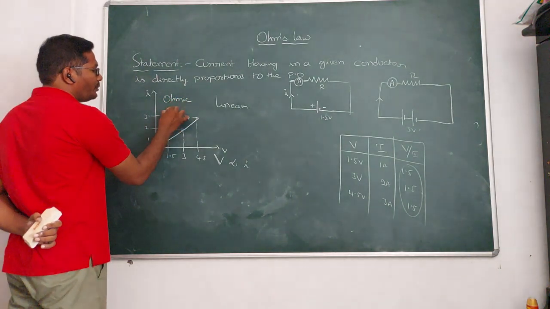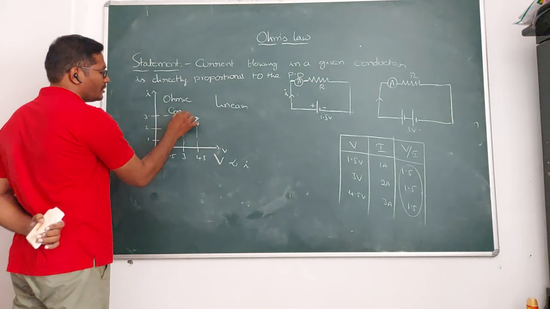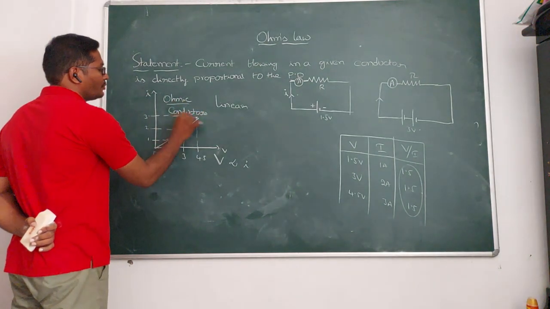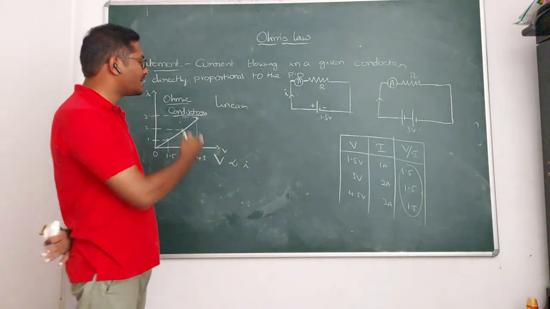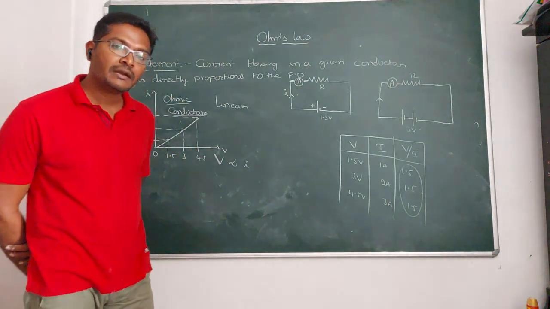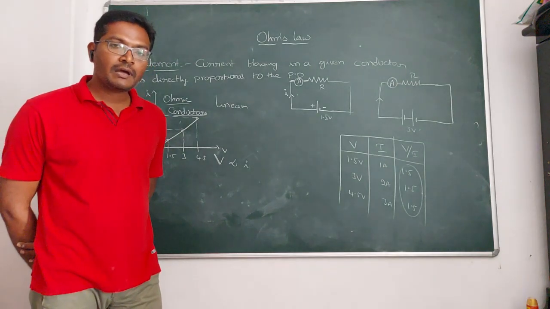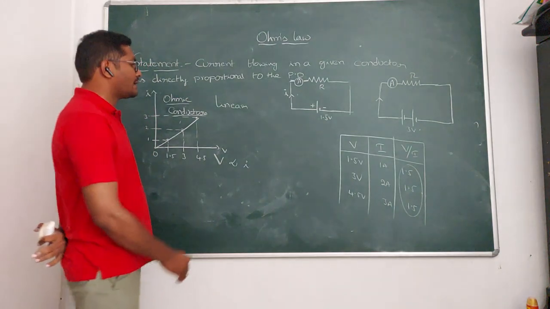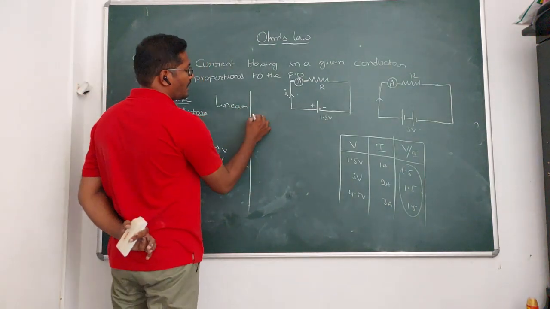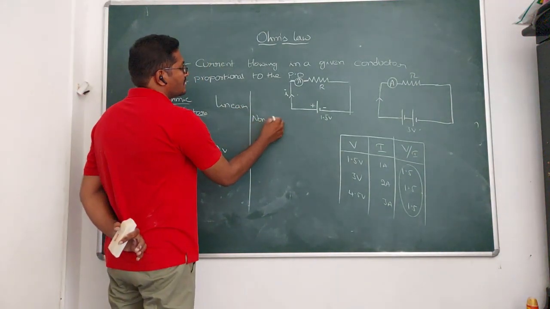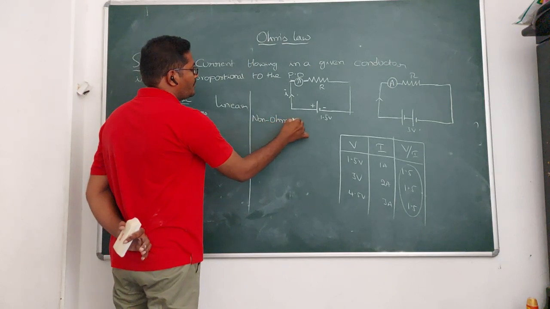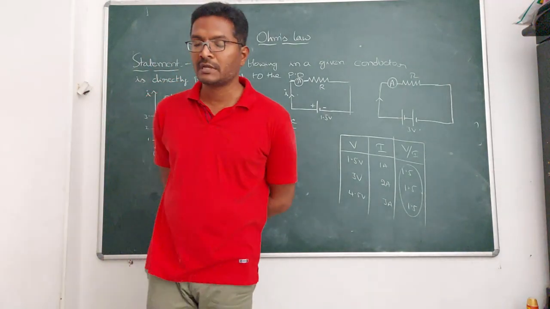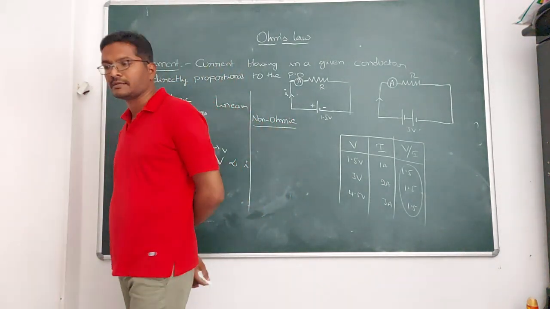What do you mean by ohmic conductors? Very simple. The conductors which obey Ohm's law are said to be ohmic conductors. For ohmic conductors, what is the graph of V and I? The graph of V and I is a straight line, which is a linear graph. For non-ohmic conductors, what is the graph? Which conductors are said to be non-ohmic conductors? The conductors which do not obey Ohm's law are said to be non-ohmic conductors.